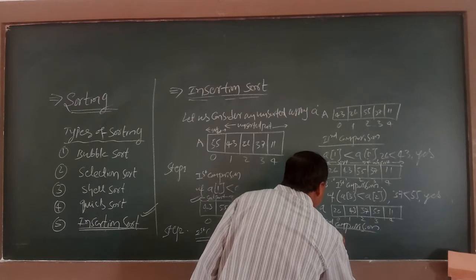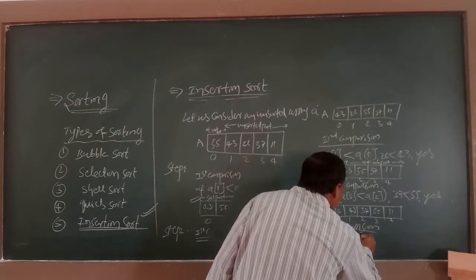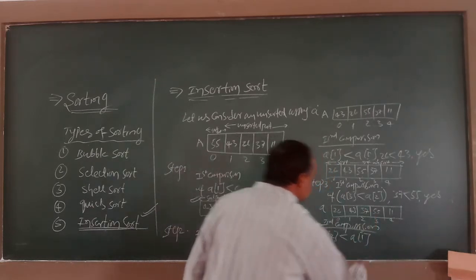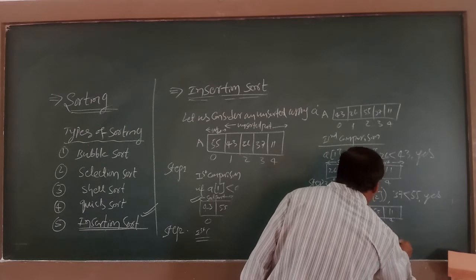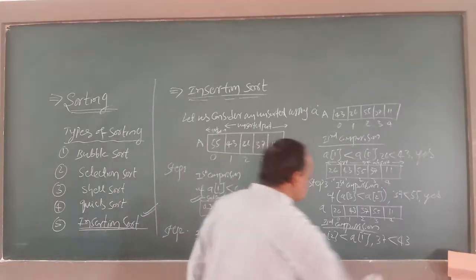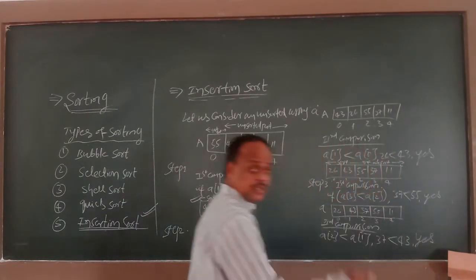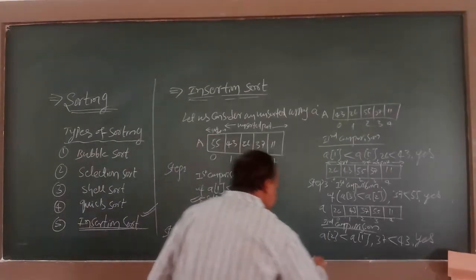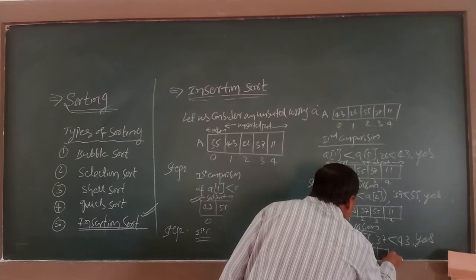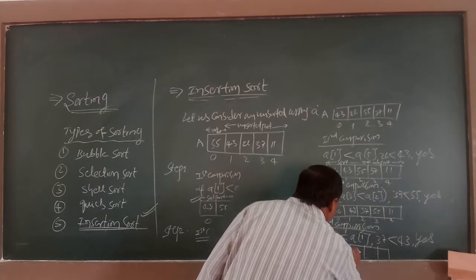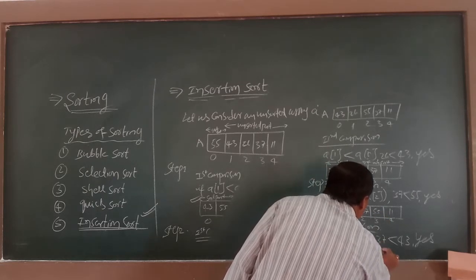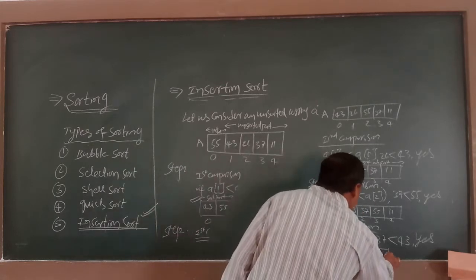That is A of 2 is less than A of 1. A of 2, that is 37. 37 is less than 43? Yes. Yes means interchange. Interchange means we get 26, 37, 43, 55, 11, right?